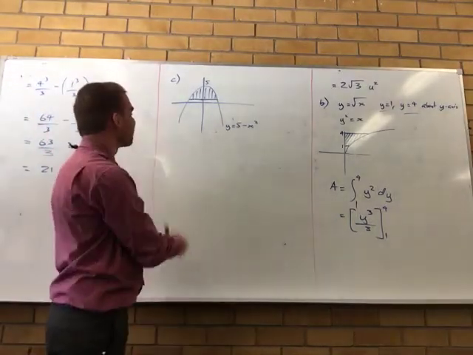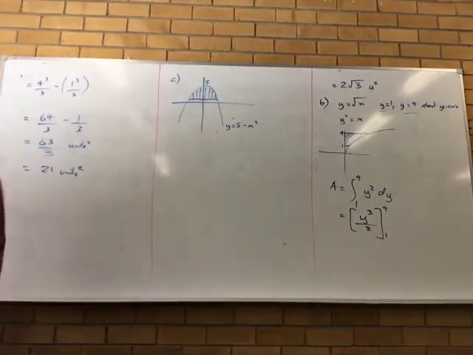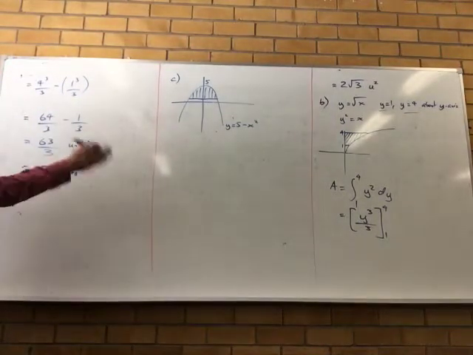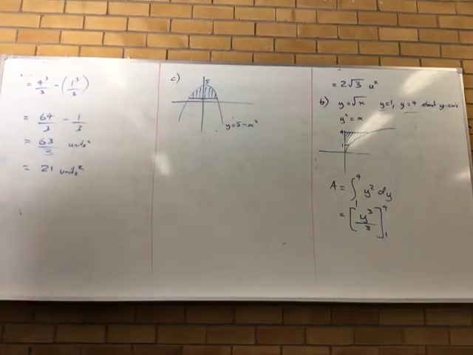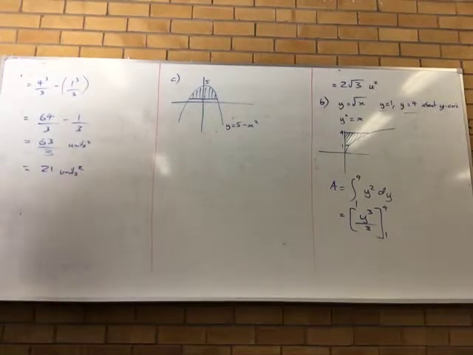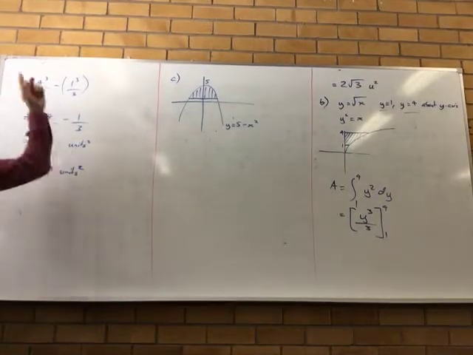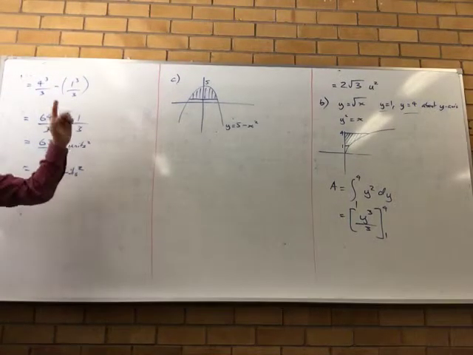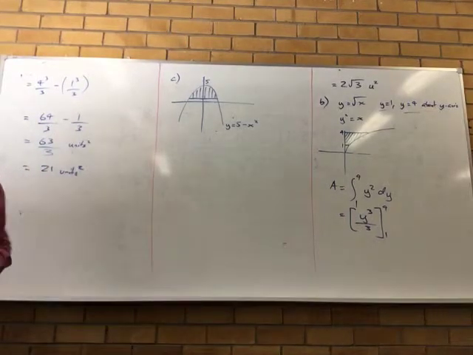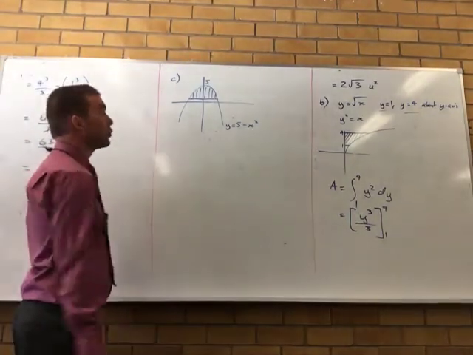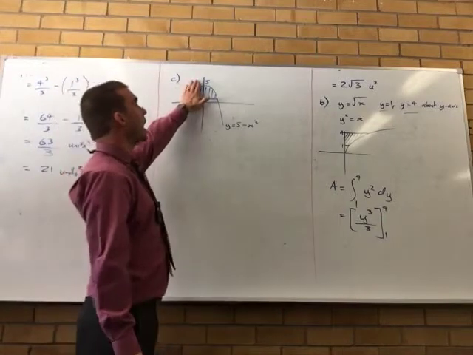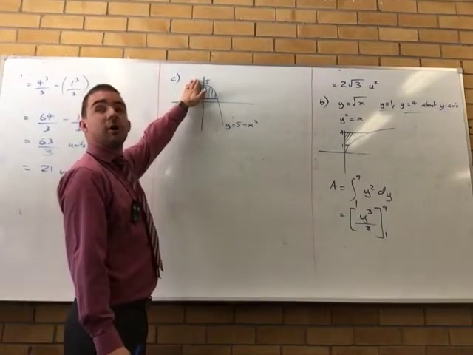Alright, so I'm going to do this question under the heading of the area about the y-axis. If you want to have a go at finding it elsewhere, you can do it. But what can you tell me about the shape? It's symmetrical, a parabola, which is symmetrical. So really, I just need to find half of it, then double it, don't I?